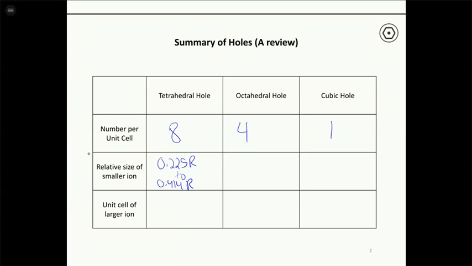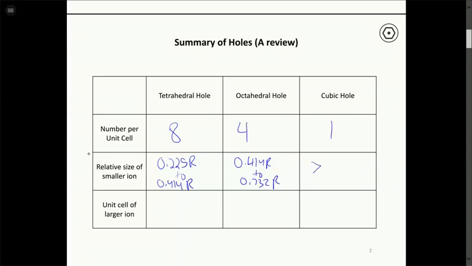For octahedral holes, those are a little bit bigger, so if the radius is between 0.414 times the larger radius all the way to 0.732, we would predict that the ions would have to go into the octahedral holes, which have a little bit more space. And then finally, cubic holes are the largest ones, and this would be anything bigger than that. So anything bigger than 0.732, we would expect it to go into a cubic hole.